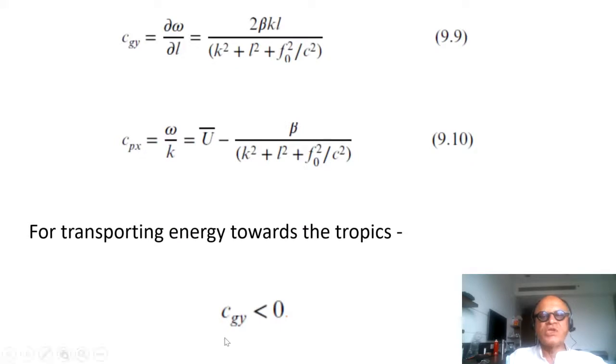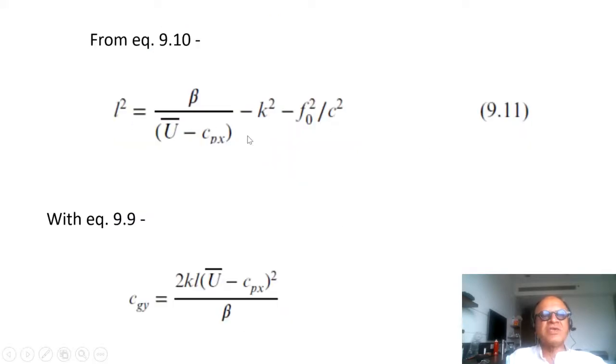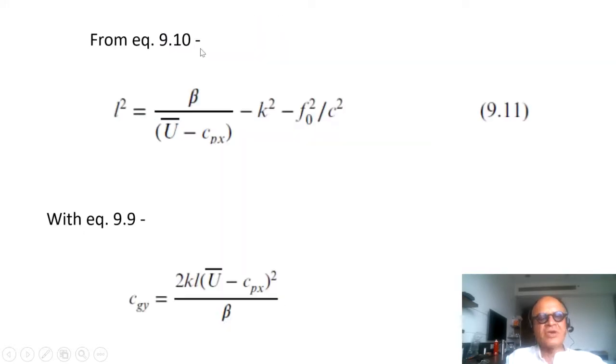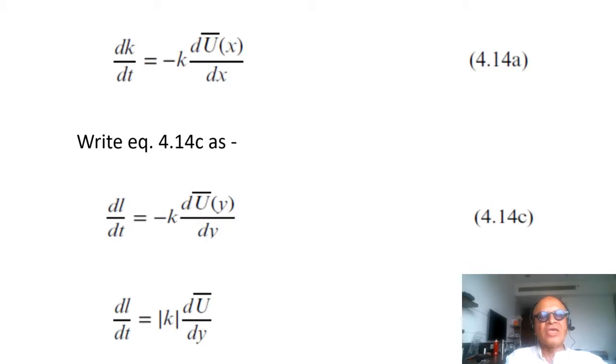So that equation, the phase velocity equation, can be solved for L squared, which has this form, and now we have in the denominator, sorry that these things got cut off when I copied it, u bar minus CPX. With the group velocity equation given by this, we can combine these two, and we can now look at the ray path in the zonal direction.